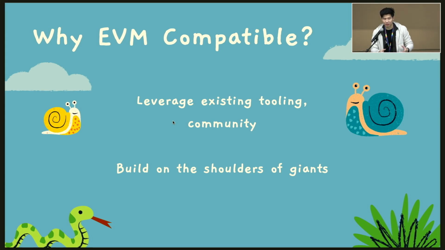We want to be able to absorb the existing community. And also a lot of these things take a lot of time and effort, and we thought it would be better to just inherit them rather than compete against them. So build with them instead of against them.